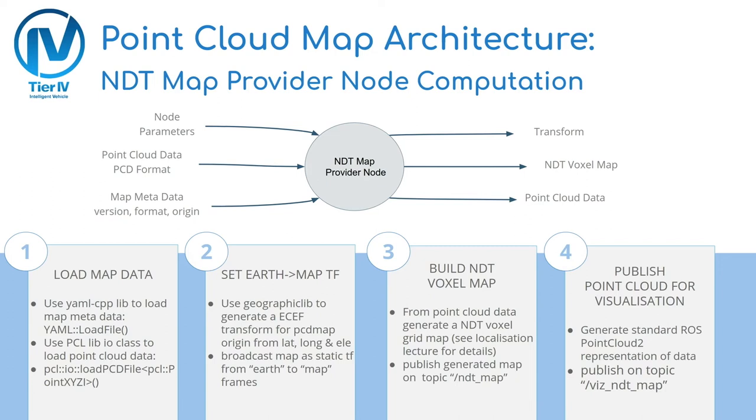From the raw point cloud data, an NDT voxel grid map is generated. This is basically subsampling the point cloud map into voxels while maintaining a normal distribution representation of the original point cloud data within each voxel. The map is published on the topic NDT map. Finally, if the point cloud is to be visualized, a standard ROS PointCloud2 representation of the data is formed and published on the topic Viz NDT map.